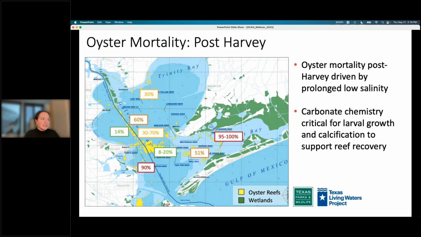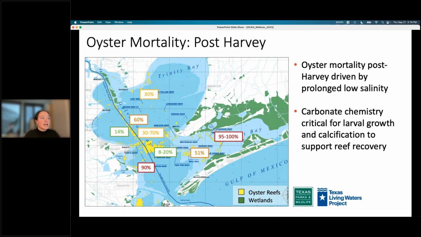One of the impacts that this prolonged low salinity had was actually an oyster mortality event. The left-hand side indicates oyster mortality percentages based on sampling conducted by Texas Parks and Wildlife in October following the tropical cyclone. We can see that percentages of mortality ranged anywhere from 8 to 50 to 60% in the center of the bay to upwards of 95 to 100% in areas like the back East Bay.